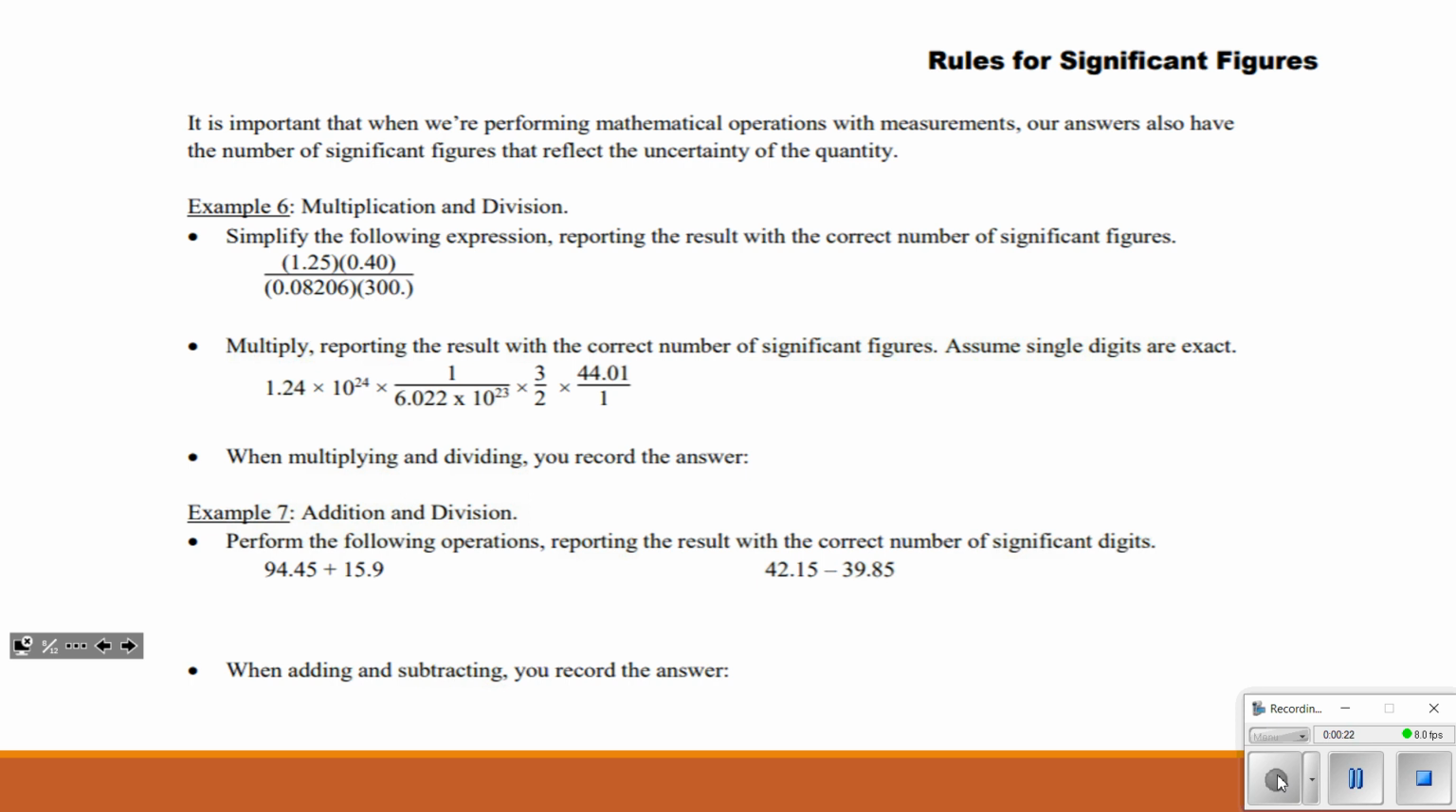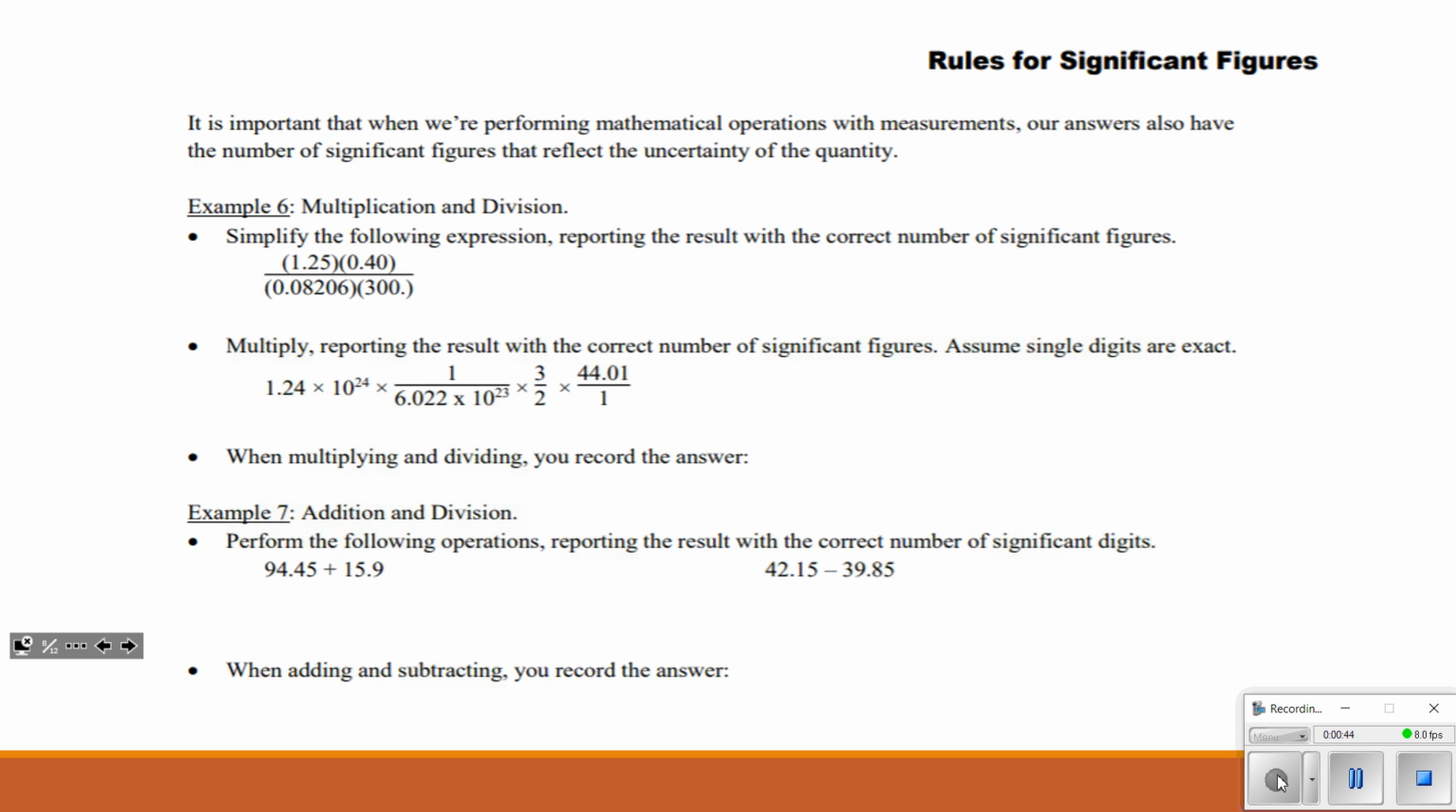So when we are looking at our measurements, there are rules for our operations that we use with our significant figures. In other words, when we are adding, subtracting, multiplying, and dividing our data, there are rules as far as what you can keep in your answer.